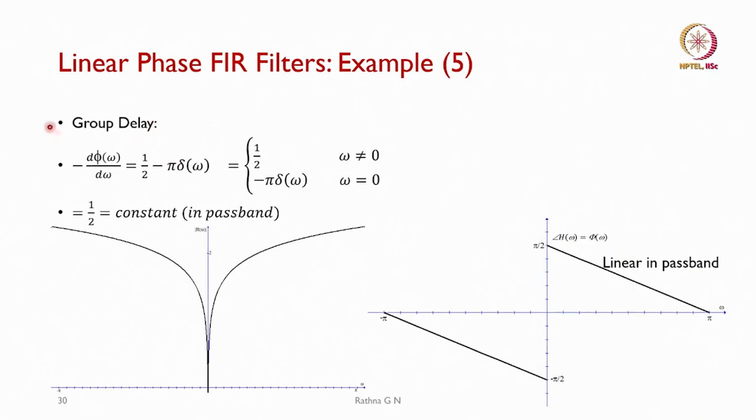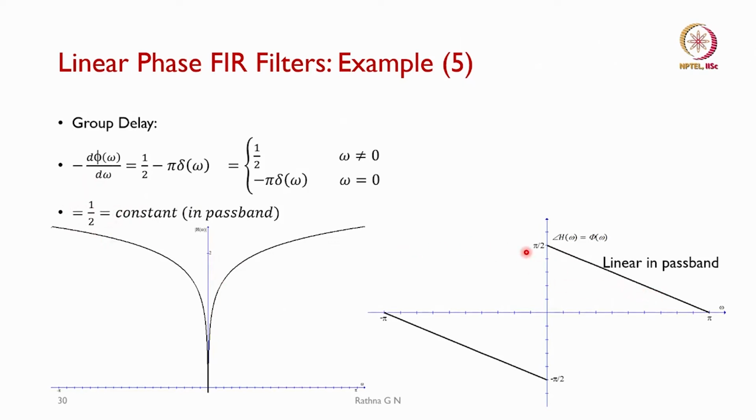So, how are we going to say that the group delay is constant in this case? I am going to take the negative derivative of my phase, which is nothing but half minus pi into delta omega. So, it gives me half, and then minus pi into delta omega at omega equal to 0, and wherever omega is not equal to 0, it is going to be half. We consider the passband region, because I am not bothered about omega equal to 0. So, we know that in the passband region it is constant. So, we say that the delay is constant, or we call it a linear phase.